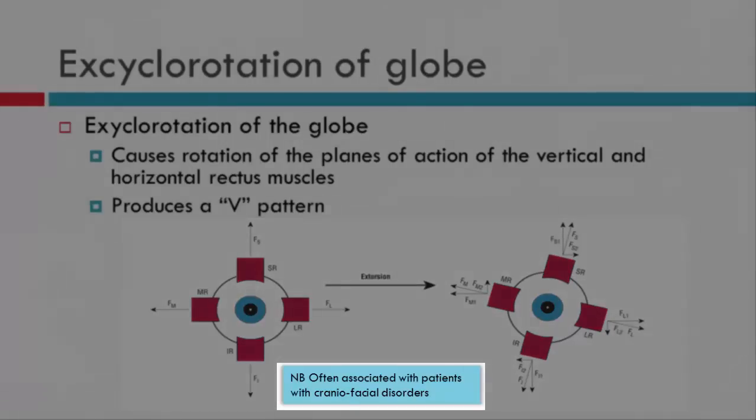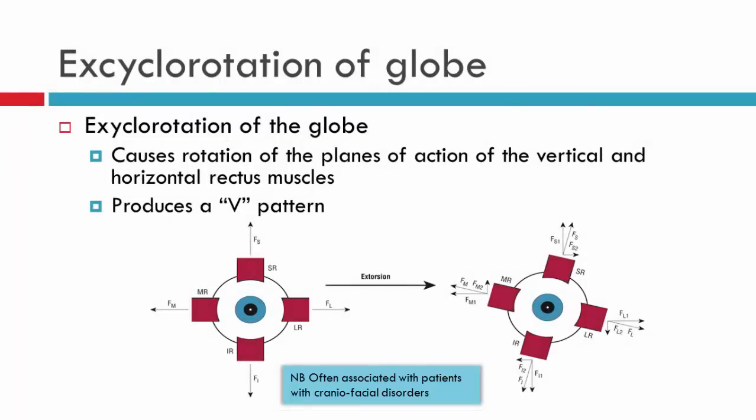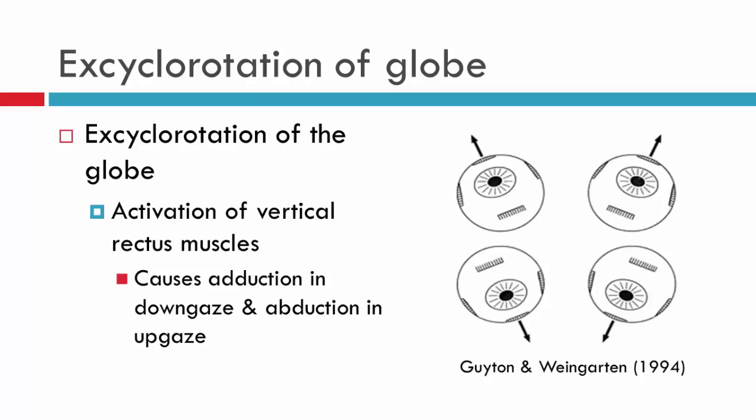Now below here you'll see that I've indicated this is often associated with patients with craniofacial disorders. So we're not specifically talking about patients with neurogenic palsies who have an excyclotropia. This often occurs in patients with craniofacial disorders. They actually don't have a neurogenic palsy, but they have excyclorotated globes. This generally produces a V pattern.